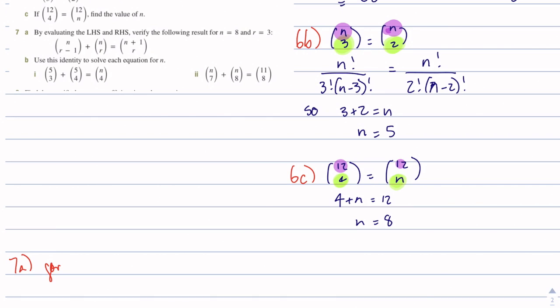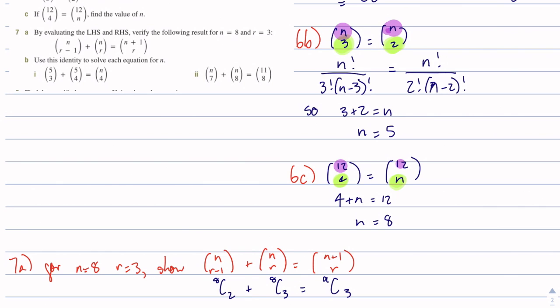7a. So for n equals 8 and r equals 3, nC(r minus 1) plus nCr equals (n plus 1)Cr. We're just showing this, we're not proving it algebraically, although I would like you to do that later. I think it's in one of the later questions. So they're saying 8C2 plus 8C3 equals 9C3.